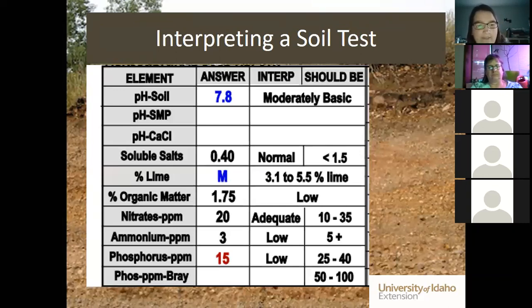Shows phosphorus at 15, which would be low. They're looking for 25 to 40. And then you see phosphorus parts per million in Bray. So there's an Olsen phosphorus test, and that's for high pH soils. And the Bray phosphorus test is for low pH soils. So usually you'll only get numbers from one or the other, and the lab will choose which one's appropriate to do on your soil.